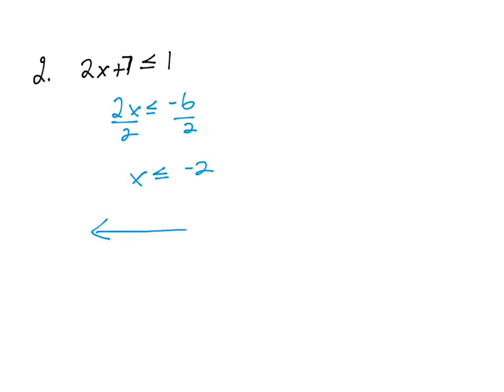So on a number line, we're going to say less than negative 2, less than or equal to negative 2. So it's going to be everything over here. And then in interval notation, it's helpful to just write interval notation directly under the number line. Things just line up nicely for us.